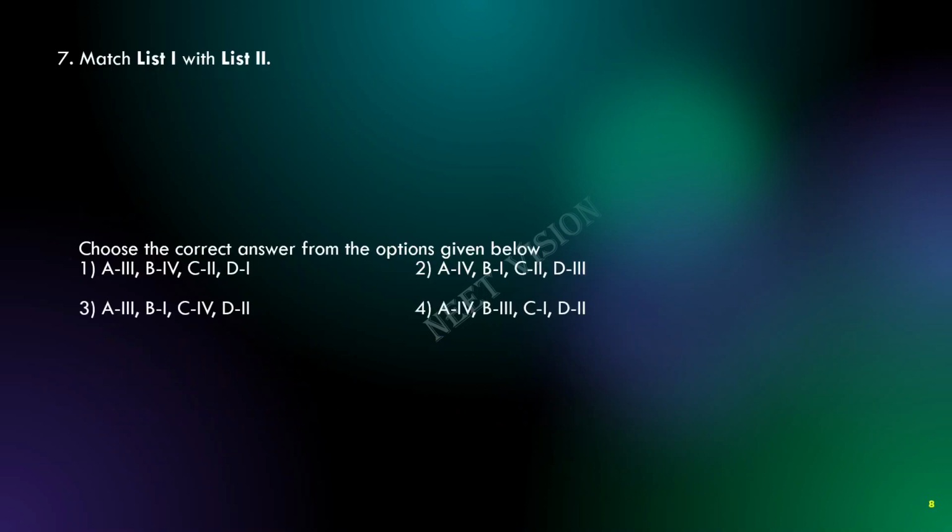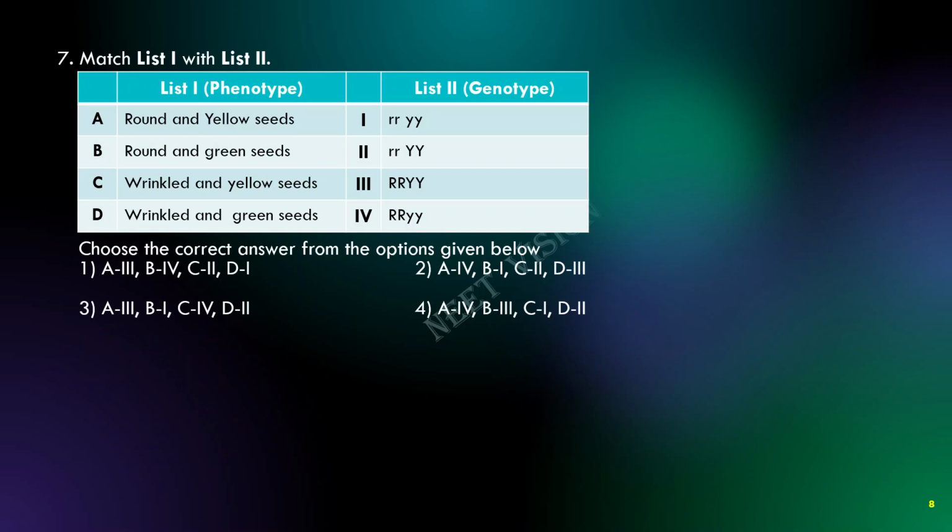Coming to the next question, which is matching. Carefully, you have to see that the phenotype is given in list 1 and genotypes are given in list 2. You have to match them. Round and yellow seeded, capital Y. Round and green seeds, capital R, small y. So A3, B4. Wrinkled and yellow seeded, small r, capital Y. That is C2. Wrinkled and green seeded, that is small r, small y. That is D1. So A3, B4, C2, D1. The first option must be the correct one. Let us see the answer.